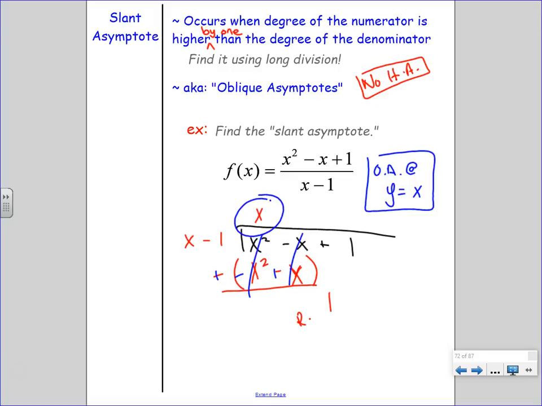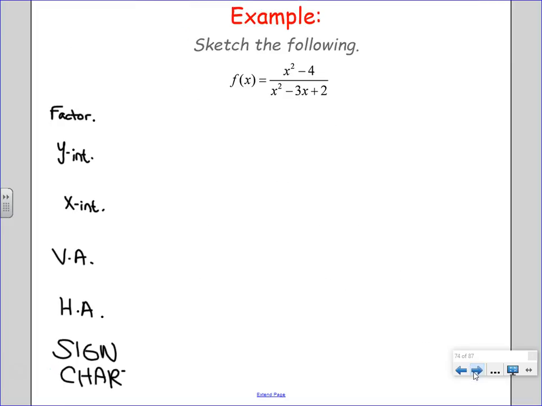Packing up already, guys. You already saw there's no more example. Okay. Pause.